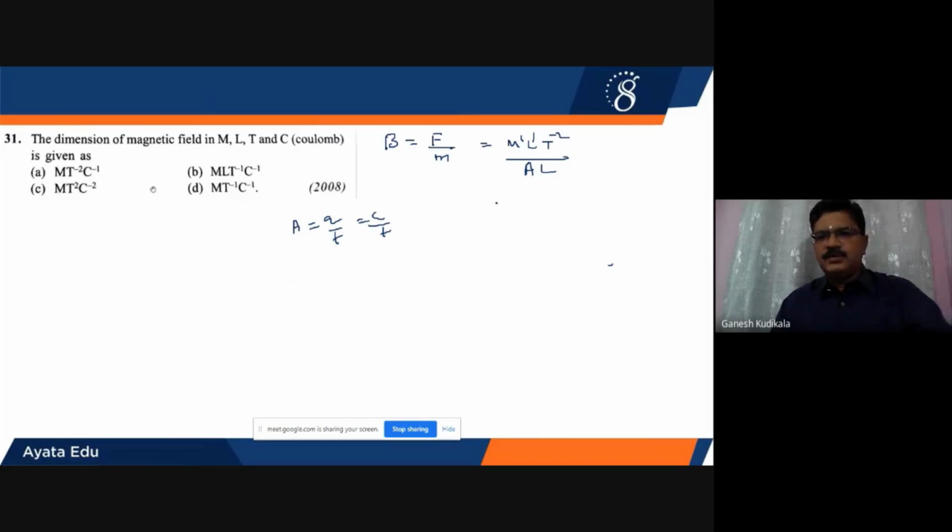Okay. So therefore here it is M1 L to the power 0 T power minus 2. A power minus 1 is nothing but A. But A will be equal to C by T. So therefore M1 L0 T power minus 2 divided by A is replaced by C by T. So therefore M1 L0 T power minus 2 plus 1 is minus 1 and C power minus 1.